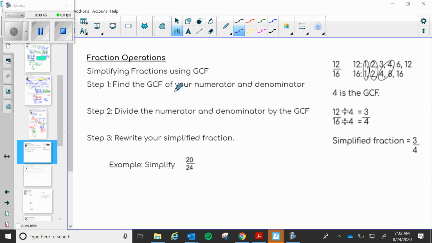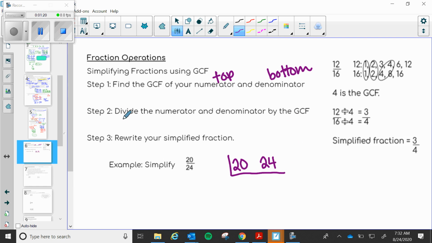Step 1, find the GCF of the numerator and denominator. The numerator is our top number, and the denominator is the bottom number. Just in case you forgot or needed a refresher, I would highly suggest making a note of this in your notes as well. So let's just do our example. We're going to find the GCF of the top and the bottom, so our numerator and our denominator. So set up your ladder method just like we usually do for GCF.